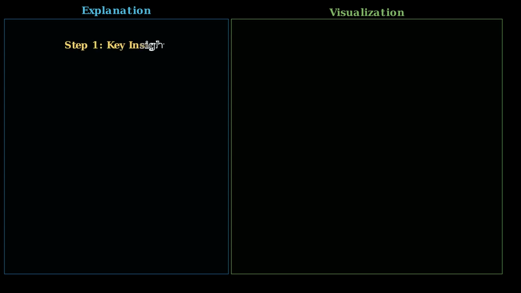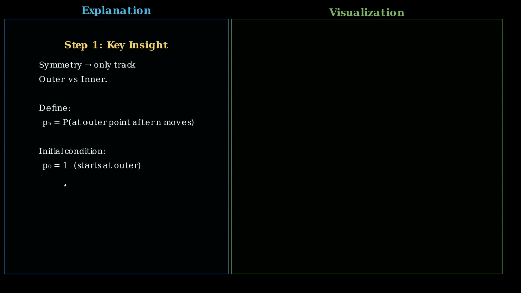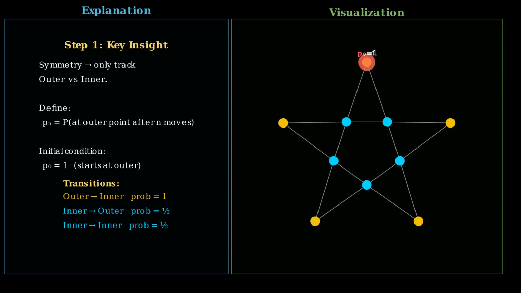Step 1. The key insight. Track only outer vs inner. Because of the star's rotational symmetry, the exact point Charlotte is at doesn't matter, only whether she is at an outer or inner point. So we define P_n as the probability of being at an outer point after n moves. The initial condition is P_0 = 1, since she starts at an outer point. In the right panel, watch 3 simulated random walks from the top outer point. The red path traces each possible 3-step journey.